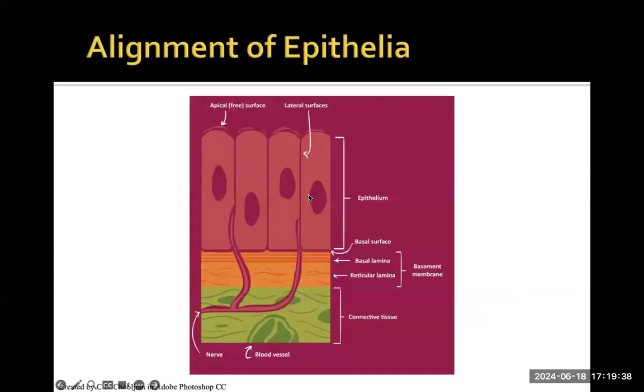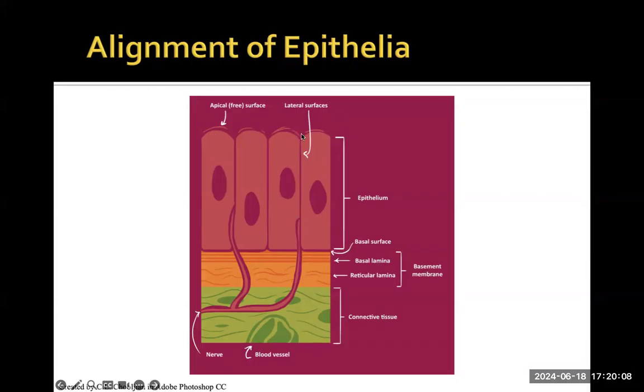So here's what it kind of looks like. This is a much better drawing, right? This bracket area here is epithelia. Then underneath that, you have the basal lamina and then the reticular lamina, and together they make up the basement membrane. So the basement membrane is going to be how the epithelia gets attached to the next layer deep to it, which is the connective tissue. So epithelia, and then it gets connected to the connective tissue through the basement membrane.